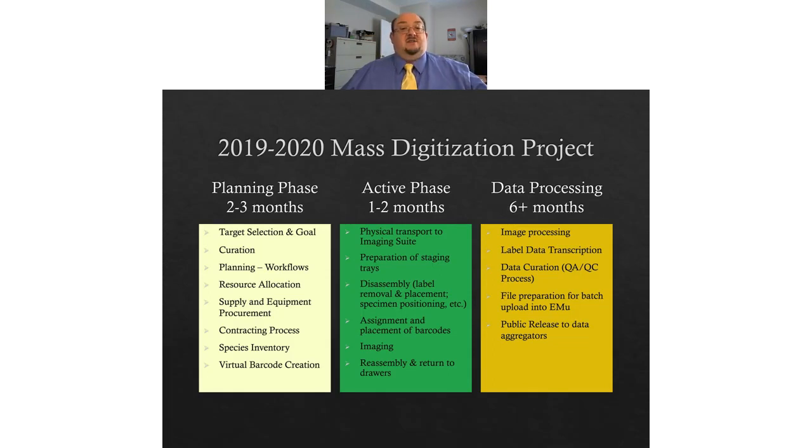So the phase when you're actually digitizing, if you've spent the time doing the planning and you've gotten everything you need ready, the active phase can be very, very short. And that proved to be the case. That can be what, 1 to 2 months, depending on the number of specimens you're trying to do. The active phase was literally just physically getting specimens to the imaging suite, prepping them, disassembling them, assigning barcodes, imaging, and putting them back together.